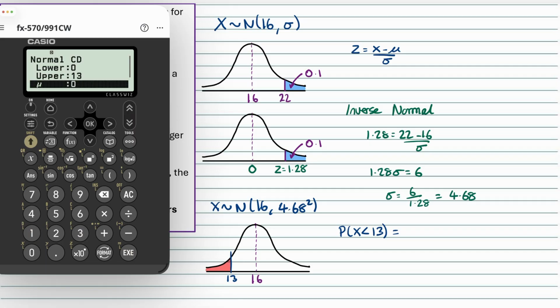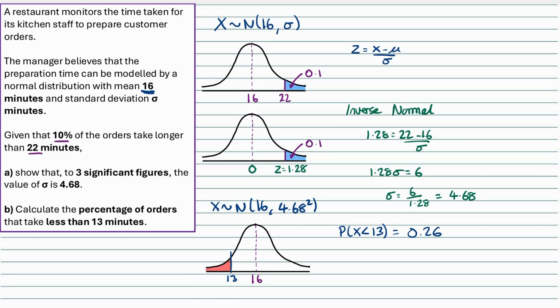We know the average is 16, and we've just worked out the standard deviation as 4.68. So we've got the probability will be approximately 0.26. Okay? So that's parts A and B.